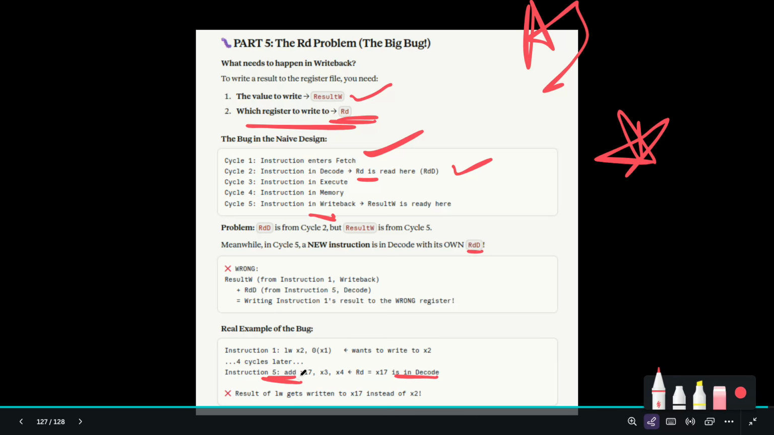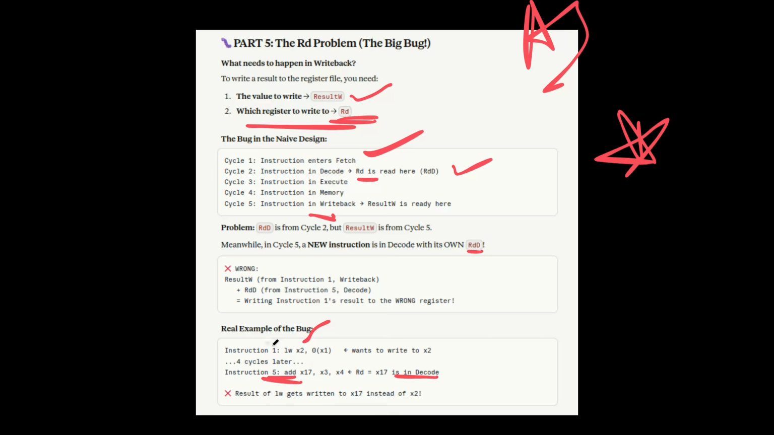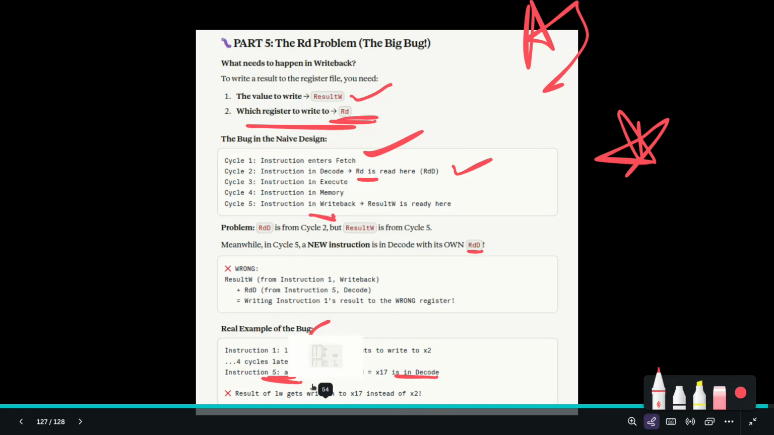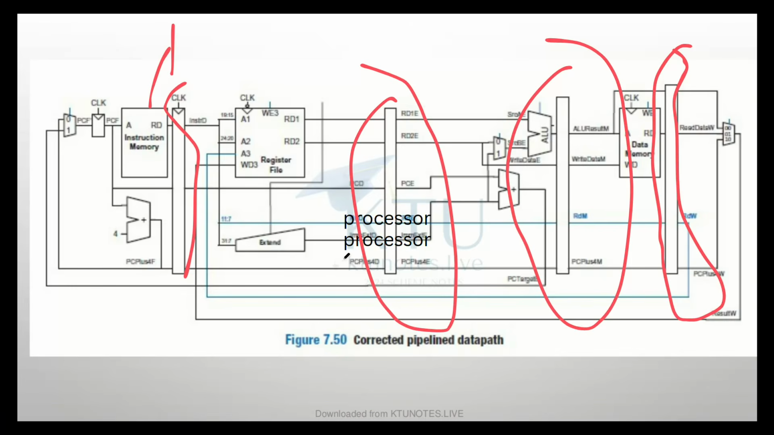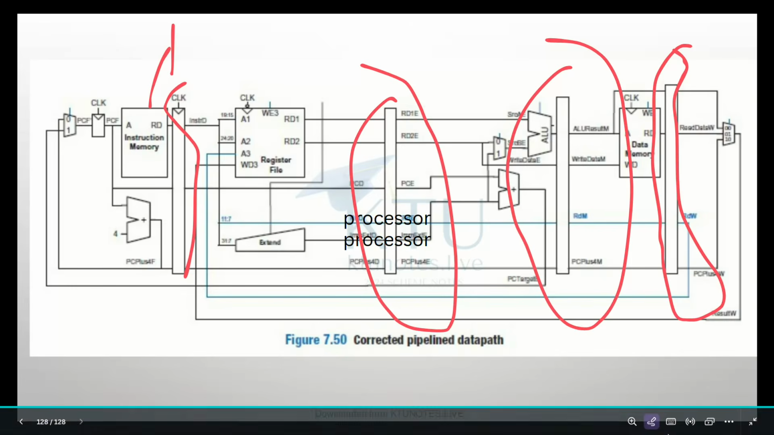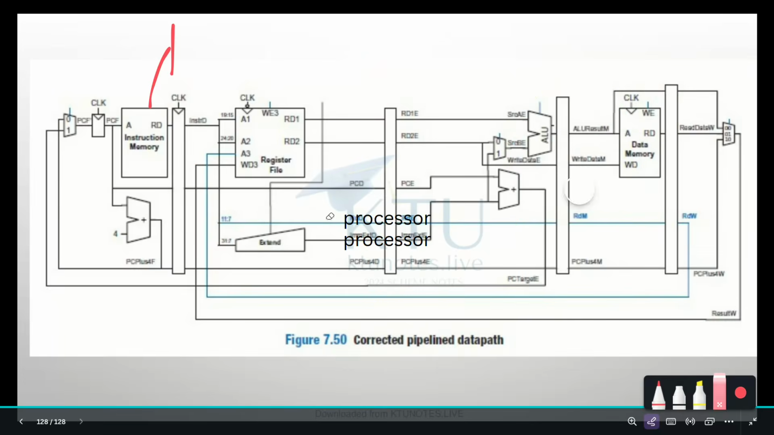So what happens is that when you are doing instruction 5 in stage 5 here, in this load, the value of this instruction that you are going to write here would be returned to x17 and not to x2. That is a problem which is going to happen here. Understood? So that problem is going to come here.